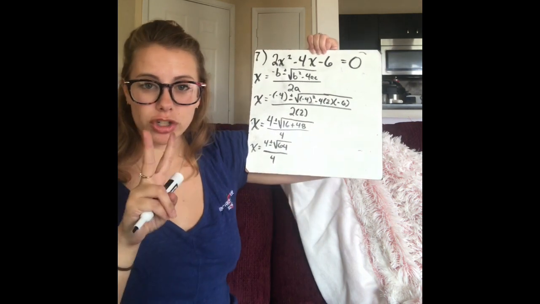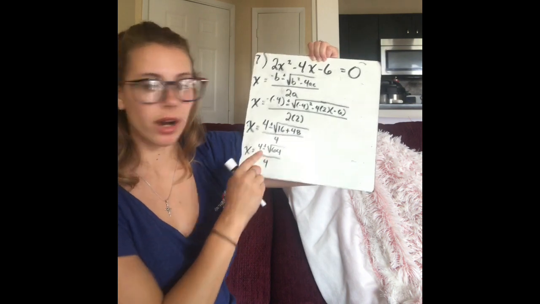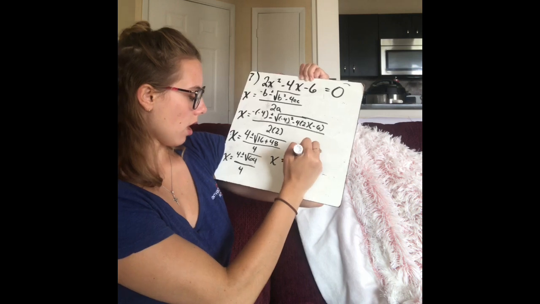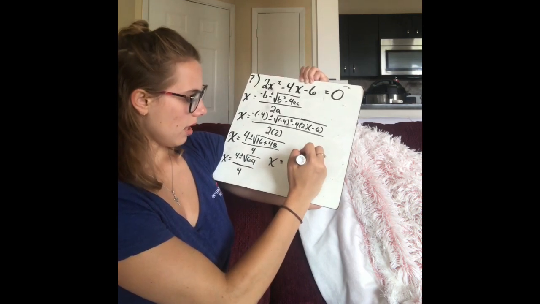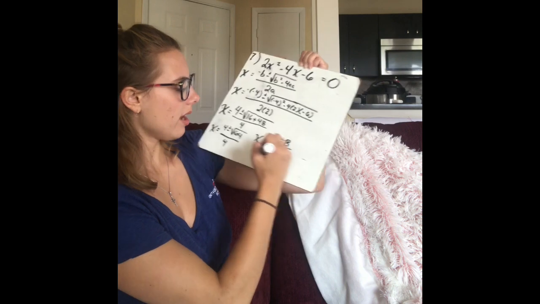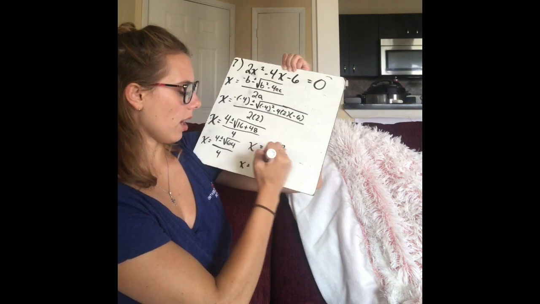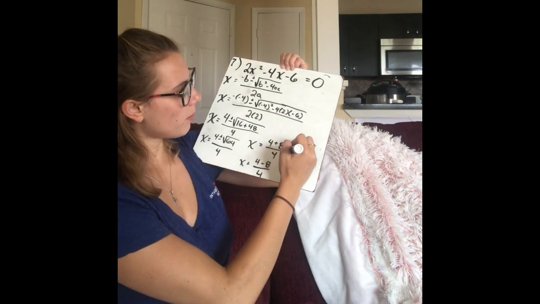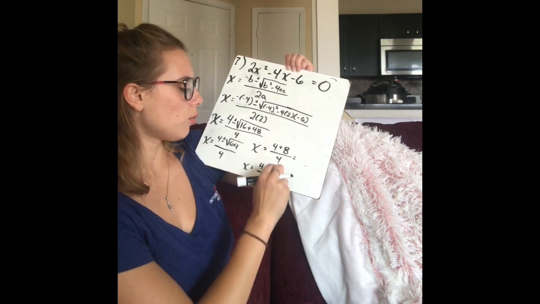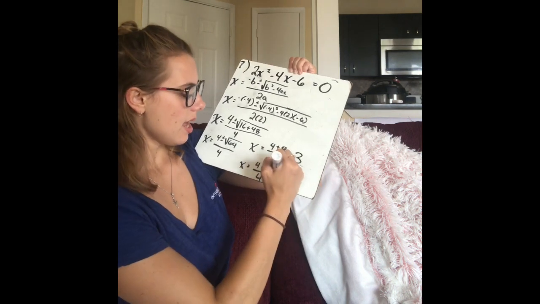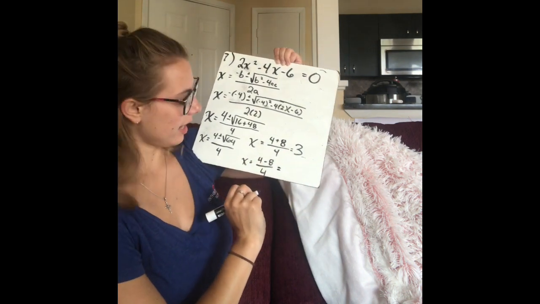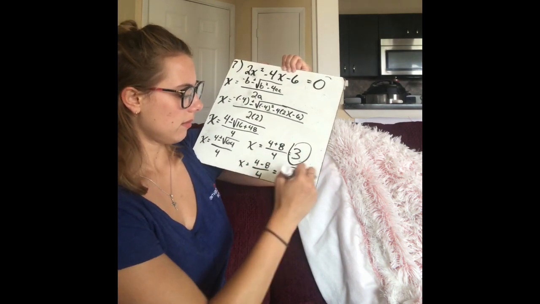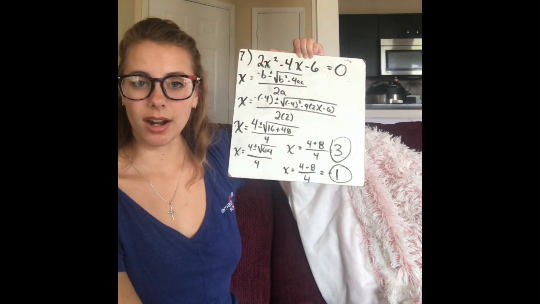This is where you break it up into 2 equations because it's plus or minus. So I have x equals 4 plus 8 over 4, and x equals 4 minus 8 over 4. So I end up with x equals 4 plus 8 is 12, divided by 4 is 3. And 4 minus 8 is negative 4, divided by 4 is negative 1. And those are our answers.